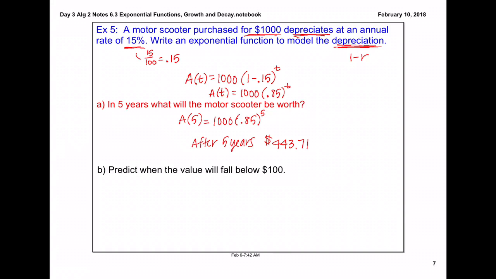Predict when the value will fall below 100. We can take a guess. If we were to plug it in, we would put our 100 where our final value goes. And we could make predictions as to how much time it would take to fall below 100. If we said anything from 13 to 15 years, that would be a good prediction. But we are going to learn in future lessons how to find this exact value.